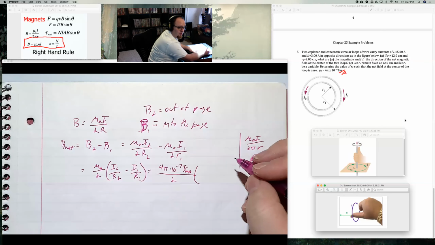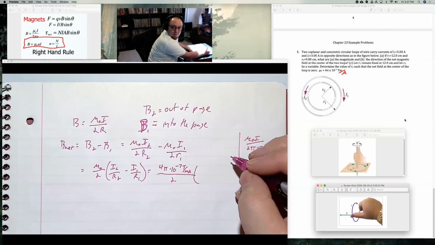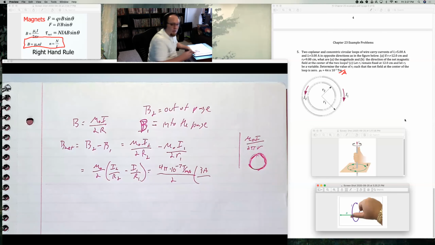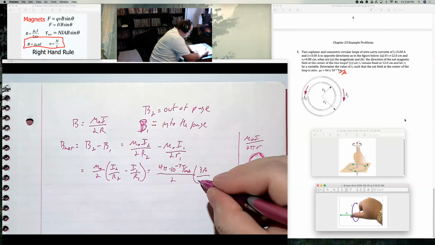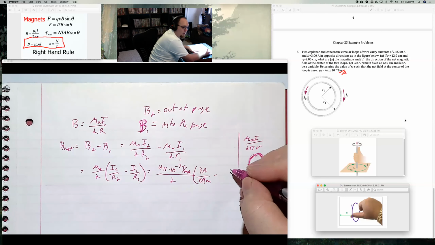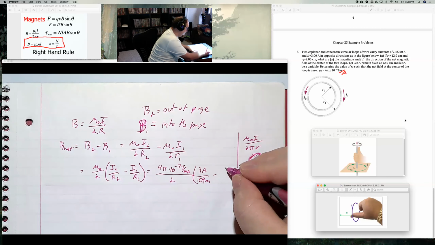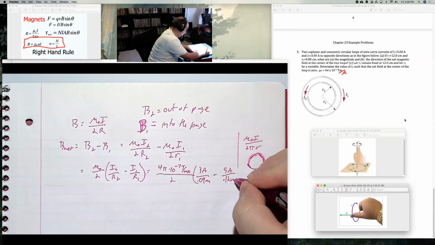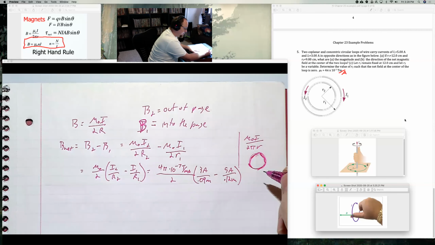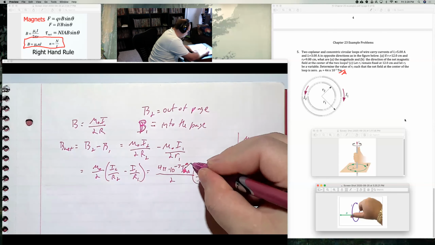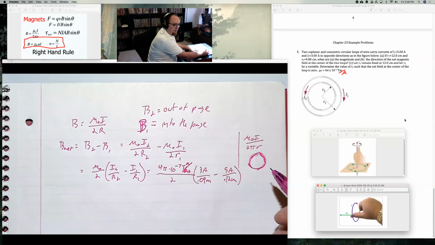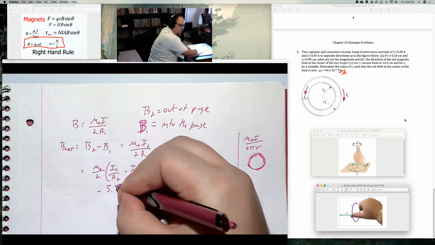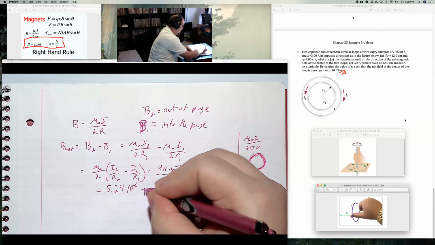I2, I need those values. I2 was 3 amps. Yep, 3 amps. And R2 was 9 centimeters. The other one was 5 amps and was at 12 centimeters. Oops, this is Tesla meter per amp. That meters up top. And I can do that math. And when I do that math, I get a negative 5.24 times 10 to the negative 6 Tesla.